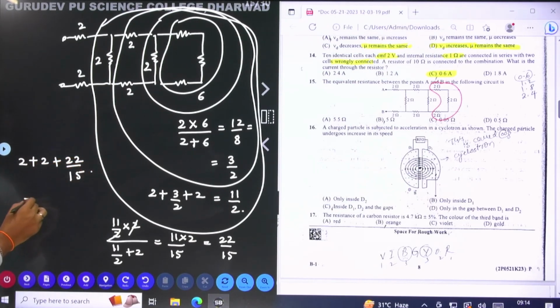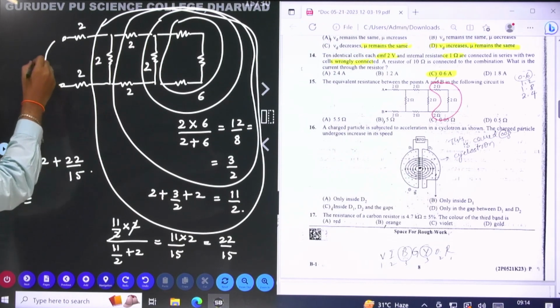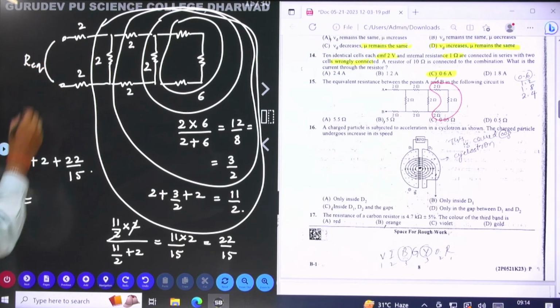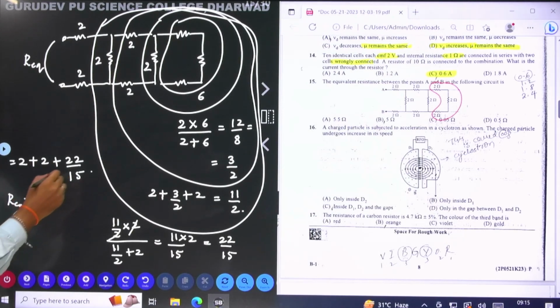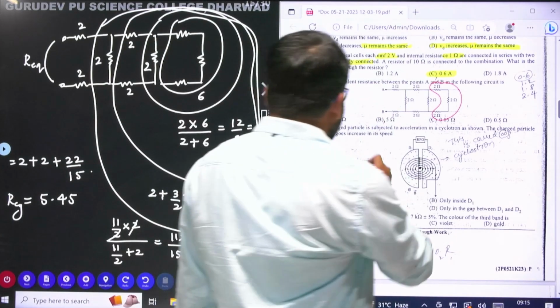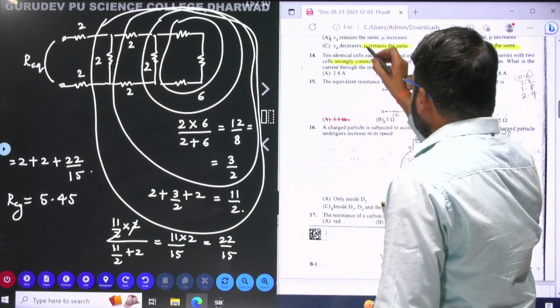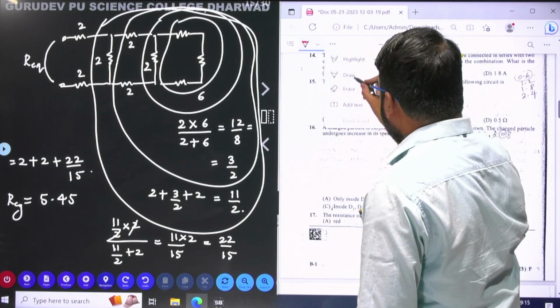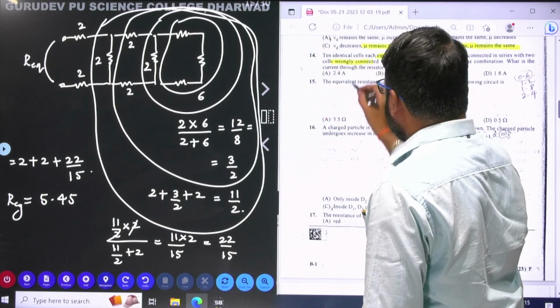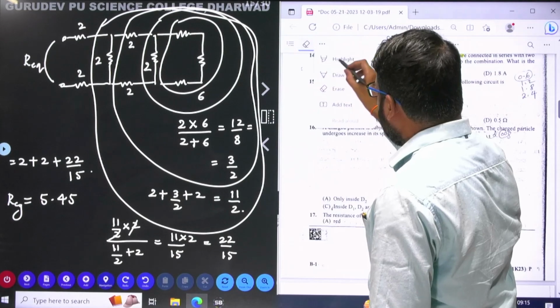The answer for this one itself is nothing but the equivalent resistance, R equivalent. So this is your answer for R equivalent. R equivalent comes out to be 5.4 something like this. And since it is very close to 5.5, I am choosing this answer. So which option? Option A, I am choosing it. I think you understood it.